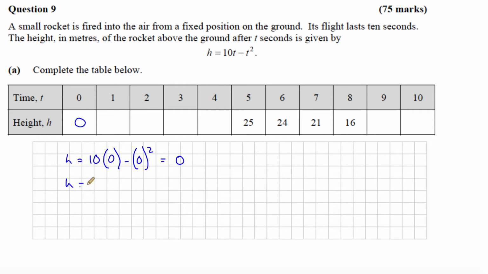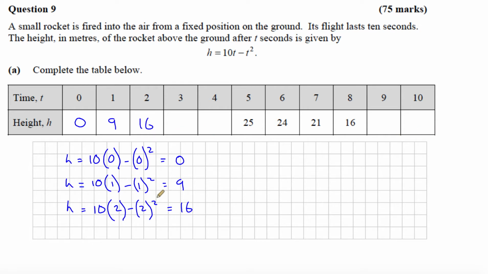The second one then, h is equal to 10 times 1 minus 1 squared. And that gives me a value of 9. Do it on your calculator, so that goes in there. And just do one more, 10 bracket 2. So I'm just putting each of these t values into the function. 10 bracket 2 minus 2 squared. That gives me 20 minus 4, which is 16, is in there.